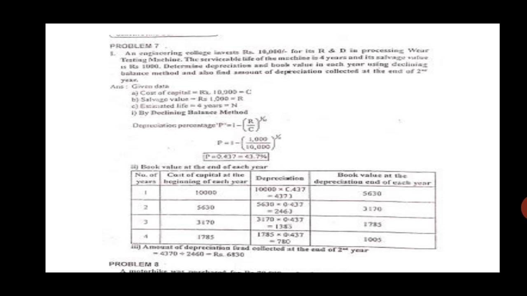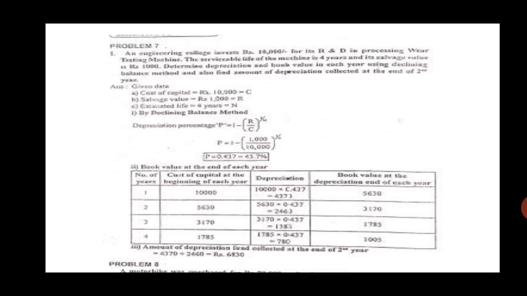So for number 2, second year, this 5,630 is the capital cost. Okay, and for this we will find out the depreciation. So again we will multiply 5,630 into this 43.7%, that is 0.437. When you multiply 5,630 into 0.437, you get the value as 2,460. So the depreciation for second year is 2,460 rupees. So the book value at the end of second year will be 5,630 minus 2,460, that is 3,170 rupees.